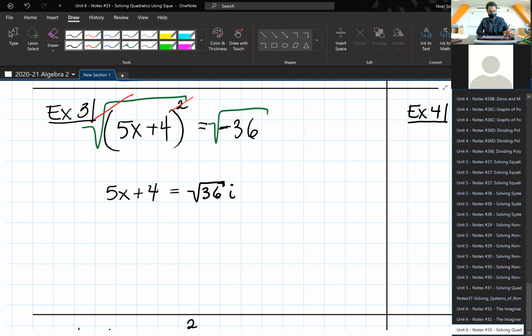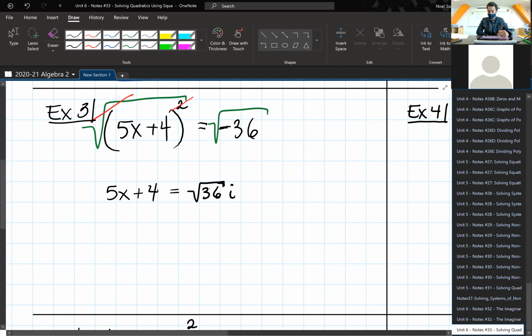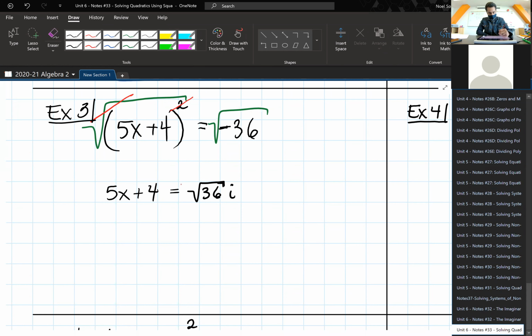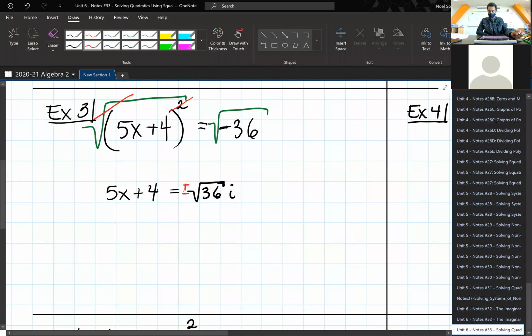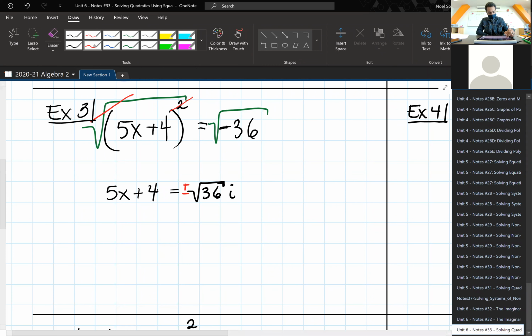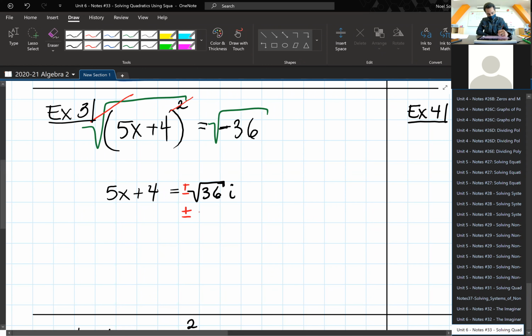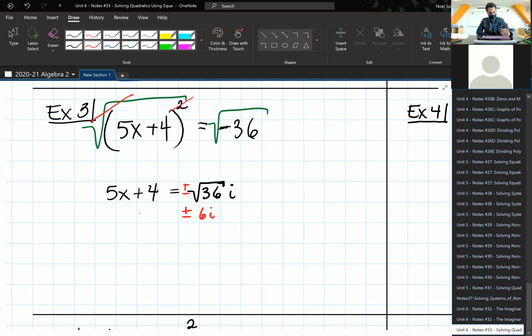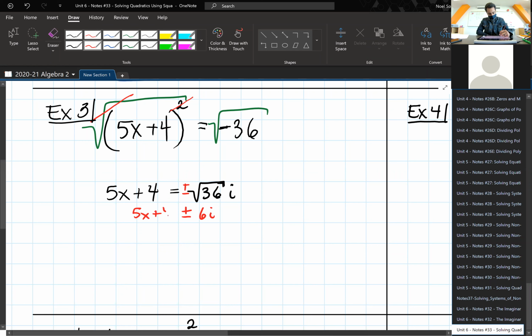Now, what's nice about it too is that now we can actually take the square root of 36. And before I forget, I should have a plus or minus in front of this as well. So it's actually plus or minus root 36 times i. But this can simplify into plus or minus 6i equal to 5x plus 4.